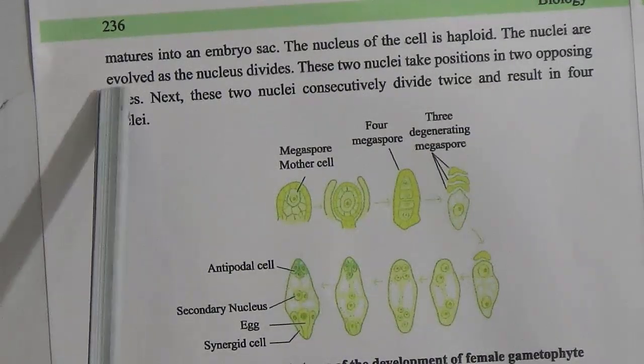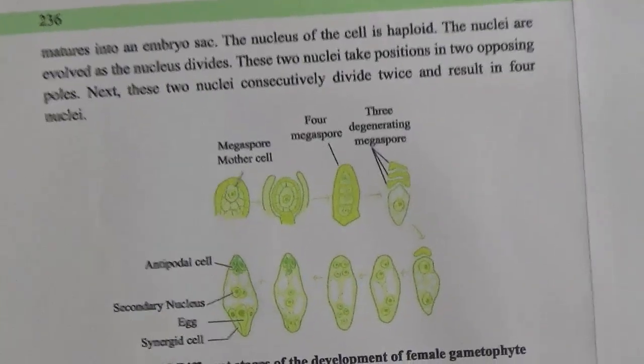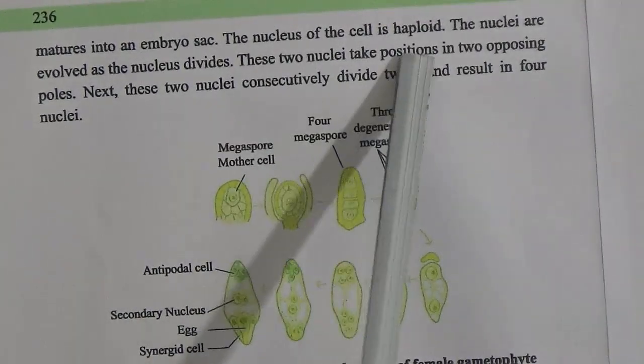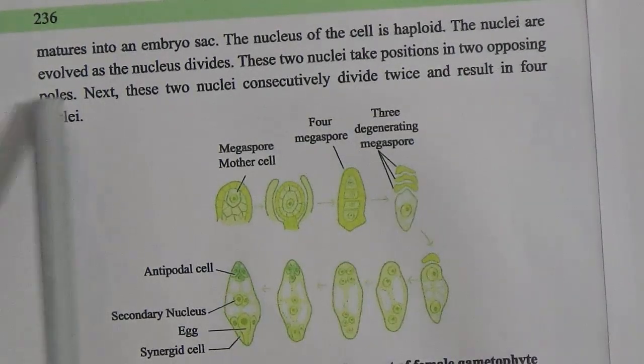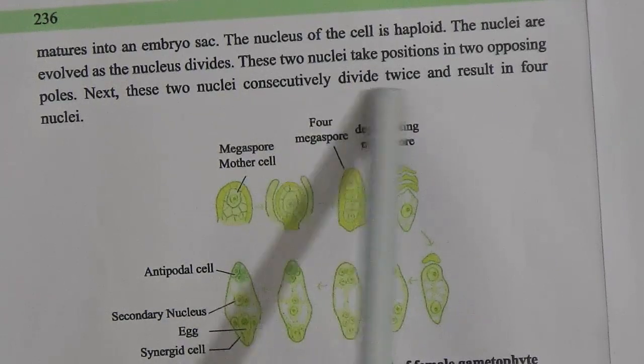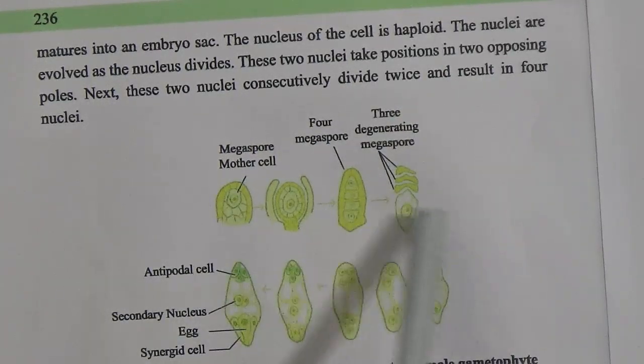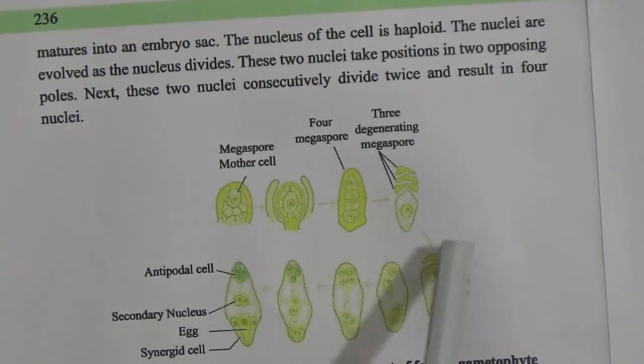The nuclei are evolved as the nucleus divides. These 2 nuclei take position in 2 opposite poles. Next, these 2 nuclei consecutively divide twice and result in 4 nuclei. And here are the phases of this division.